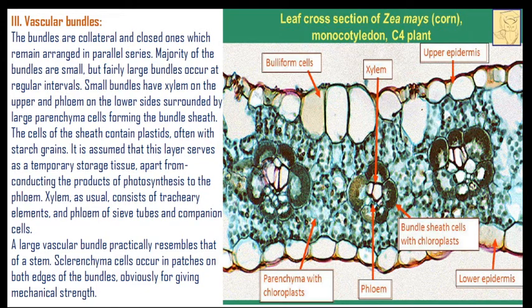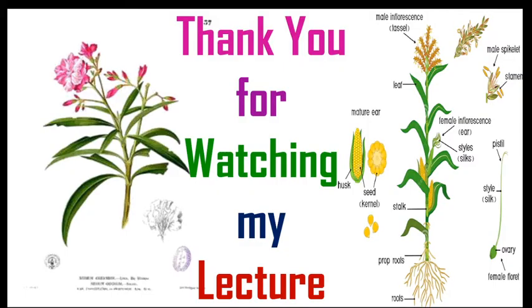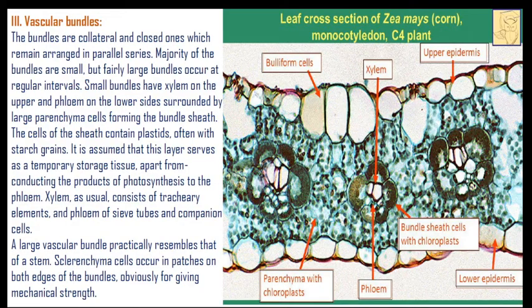This is the vascular bundle. A large vascular bundle practically resembles that of a stem. Then sclerenchyma cells occur in patches on both edges of the bundle, obviously for giving mechanical strength. So this is all about the Zea mays transverse section.